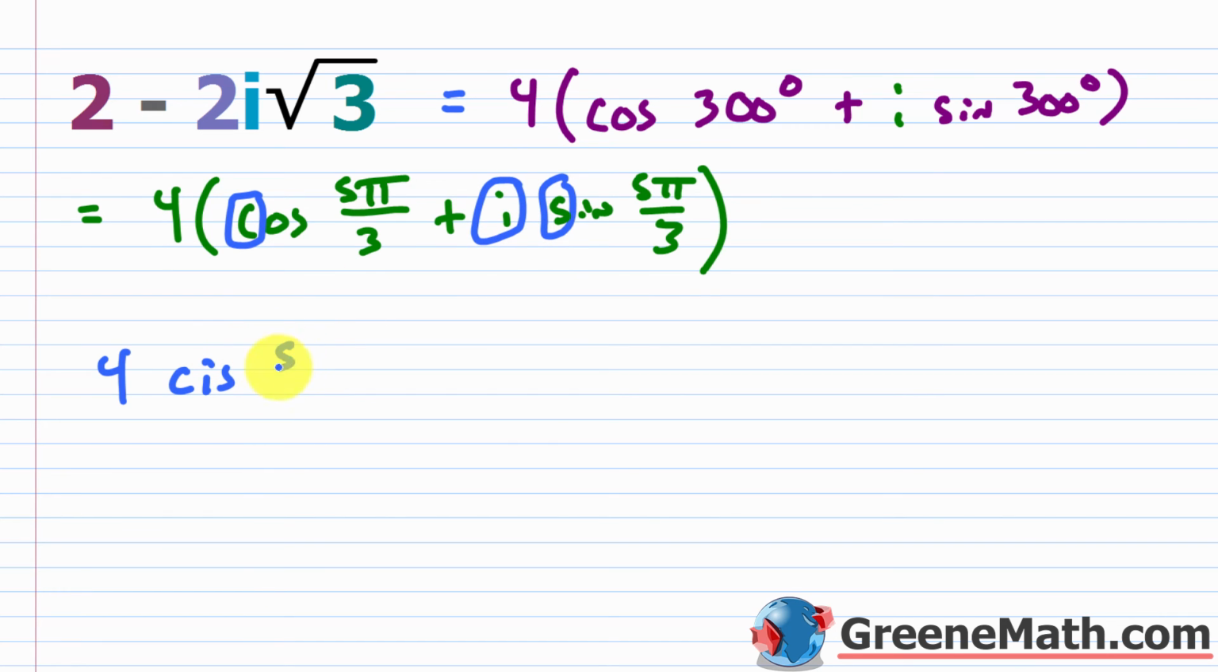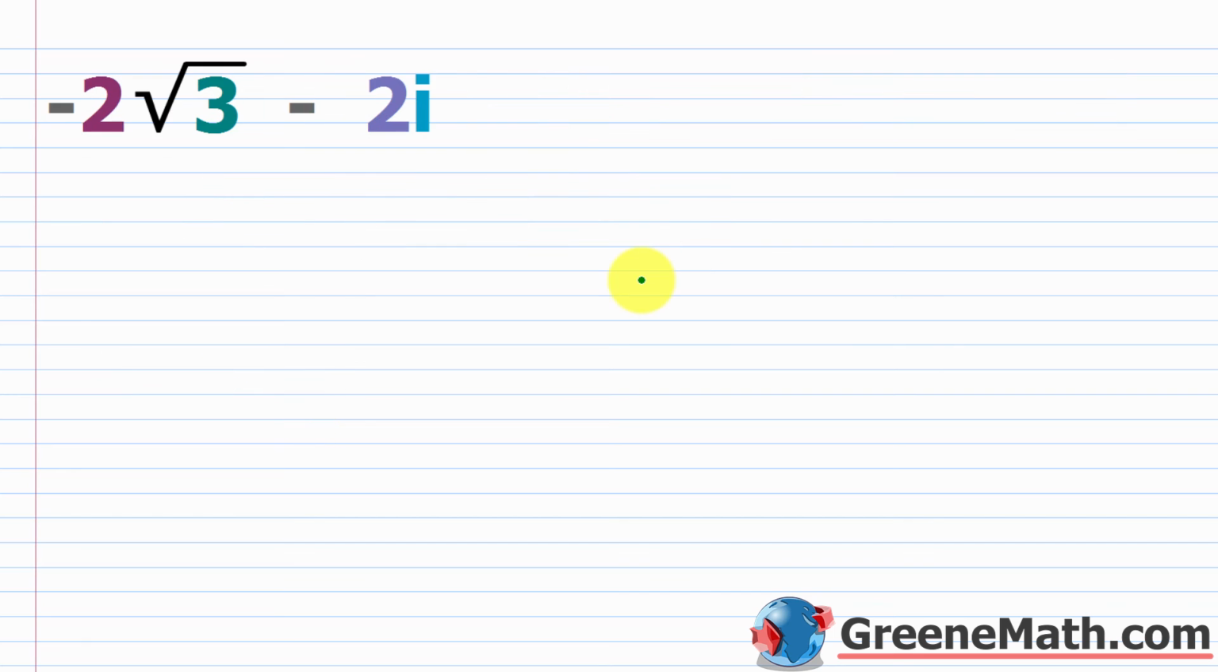And then times, let's just go ahead and say 5 pi over 3. All right, let's look at another example. So we have negative 2 times square root of 3 minus 2i. So again, the first thing you want to do is figure out what quadrant theta is going to be in. And again, you can speed this up at this point.